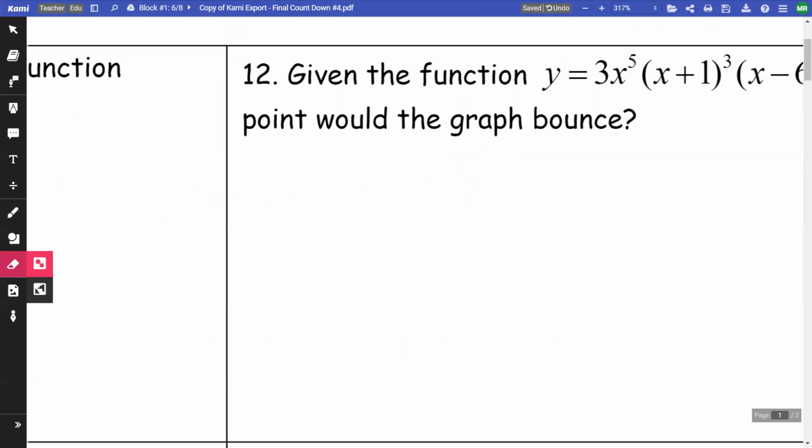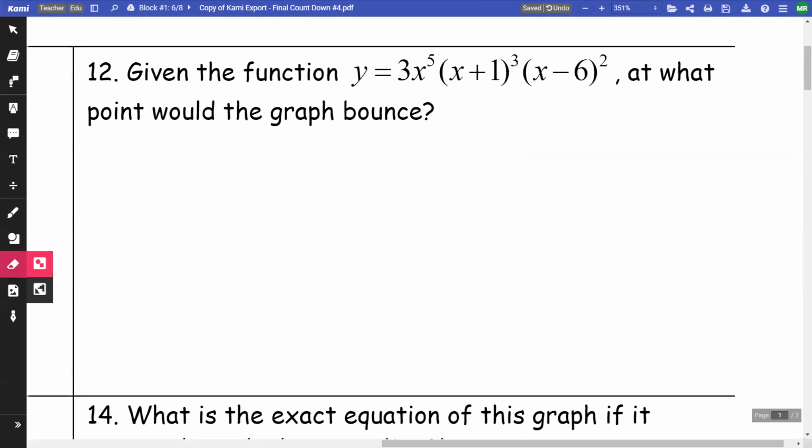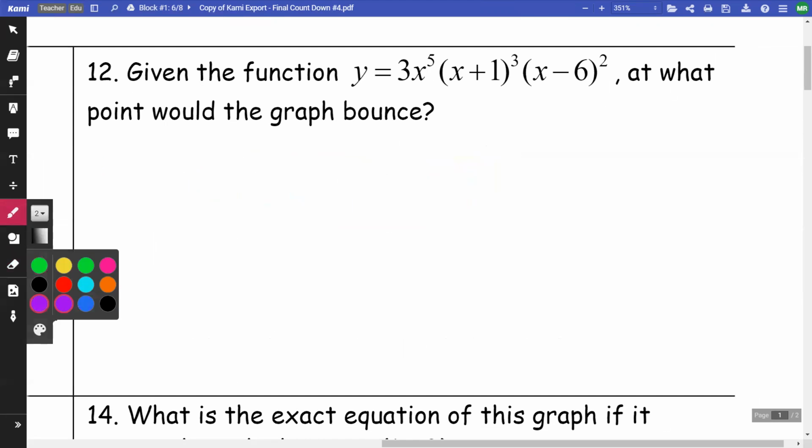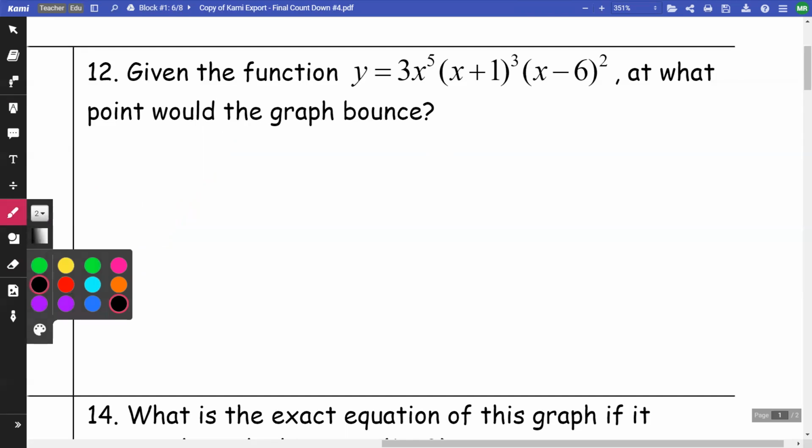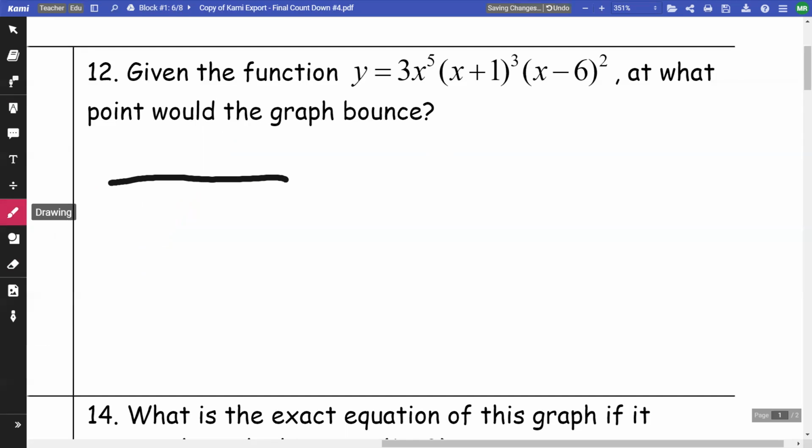Okay, on number 12. On this one, we want to figure out where it bounces. So just a quick reference. If you have something that goes straight through, this would be degree 1. Let me draw it like this. I'm just going to draw a line for my imaginary x-axis. If I have a situation where I have an x-intercept and the graph goes straight through like this, that is going to be degree 1.